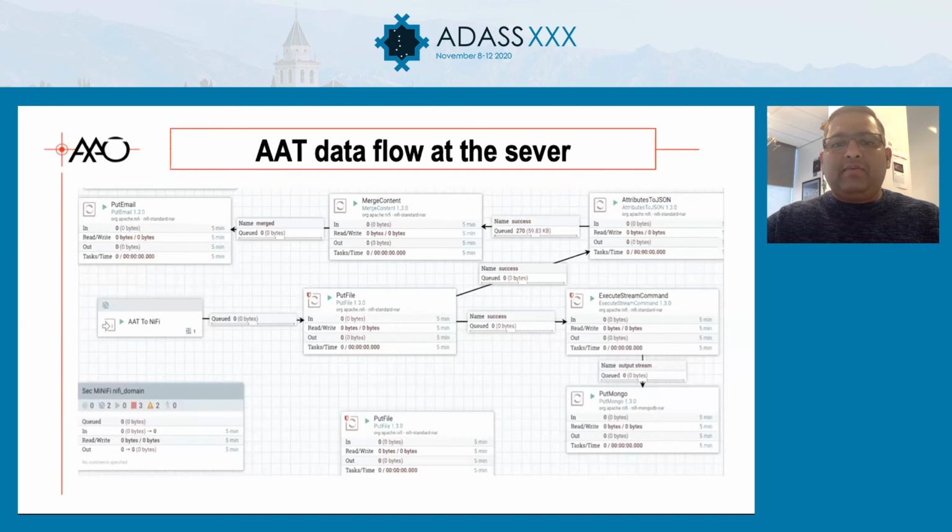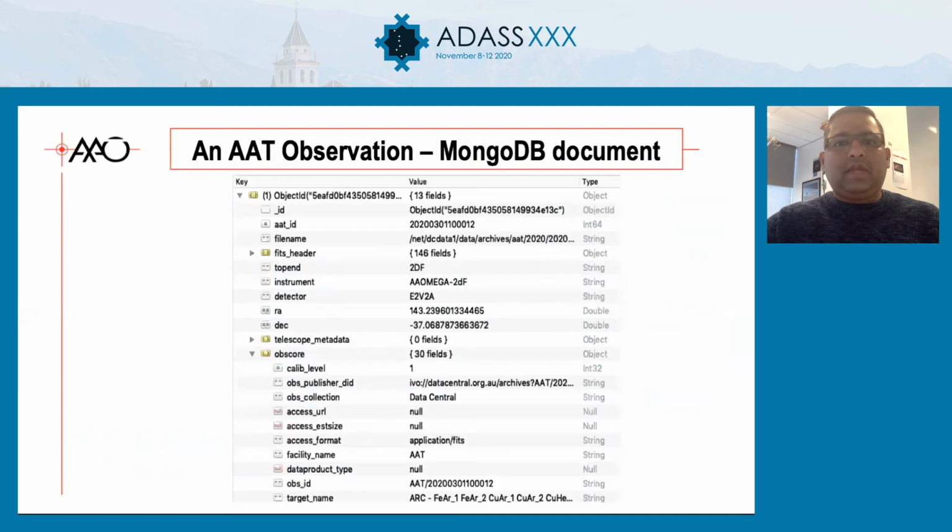And at the same time, PutFile forwards that flow file to the AttributesToJSON, which extracts attributes such as file name and file size, and all the attributes of all these flow files are merged together to create a report. And that report is sent every day, every 24 hours to the AAT for their reference via email. And this is the MongoDB document for a data file.